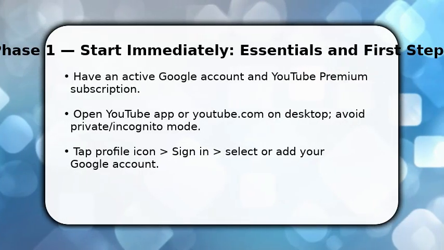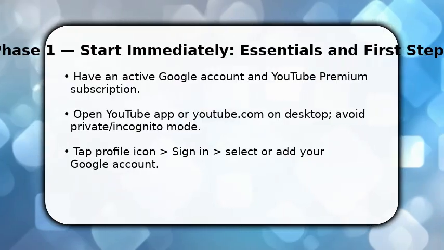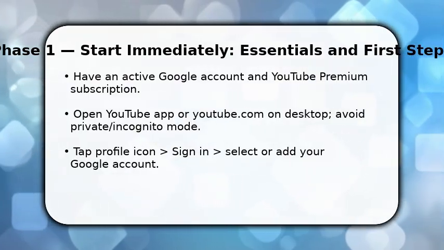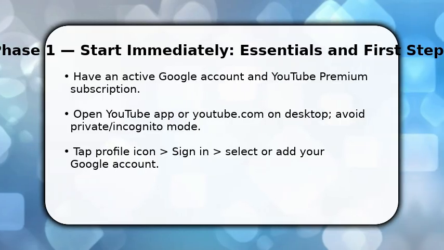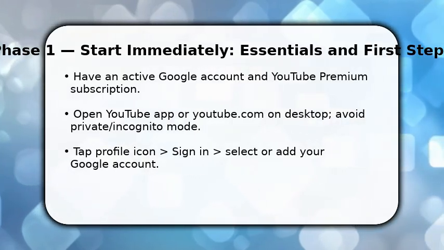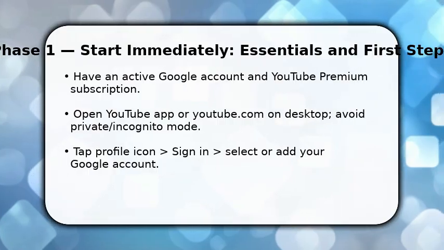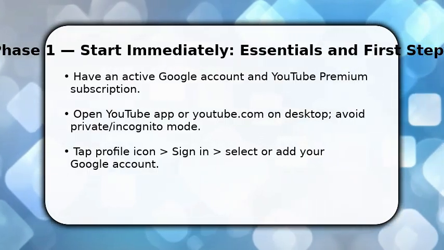You start by confirming you have an active Google account and that premium is on that account. Open the YouTube app or go to YouTube. Calm now, do not use private browsing. Tap the profile icon, choose Sign In, and pick the Google account tied to premium.